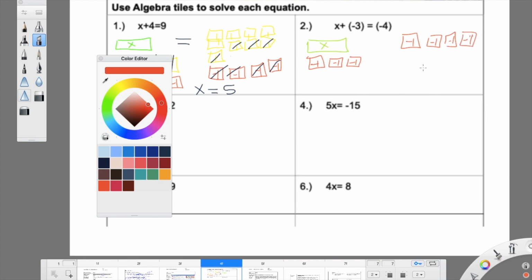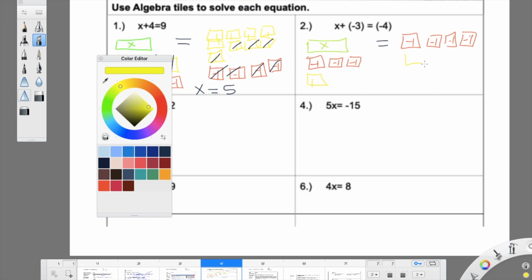And I'm going to put my equal sign here, right in the middle. All right. So now, again, we want these away from this X. We want it all by itself. So in order to do that, I need to have my positives. So for every negative, I need 1 positive to counteract it.